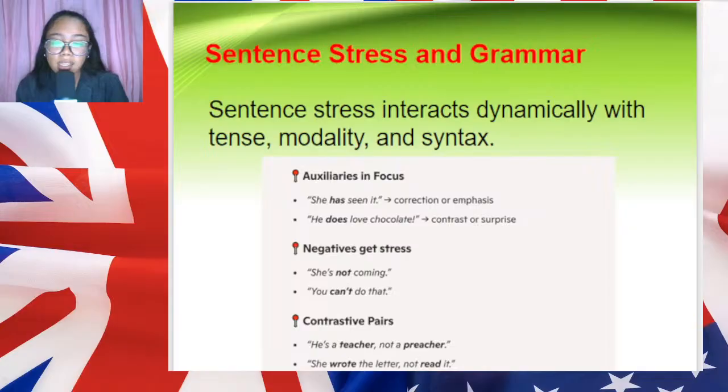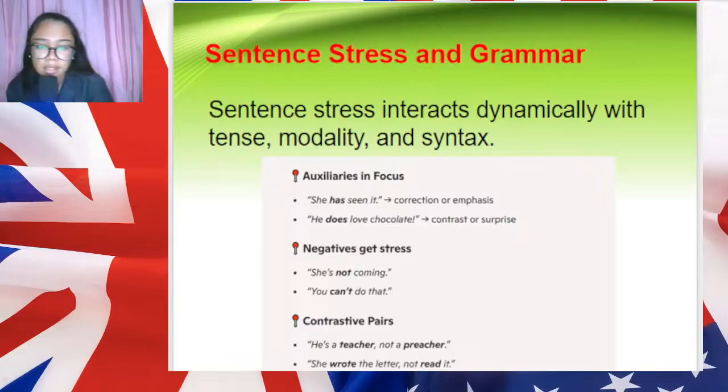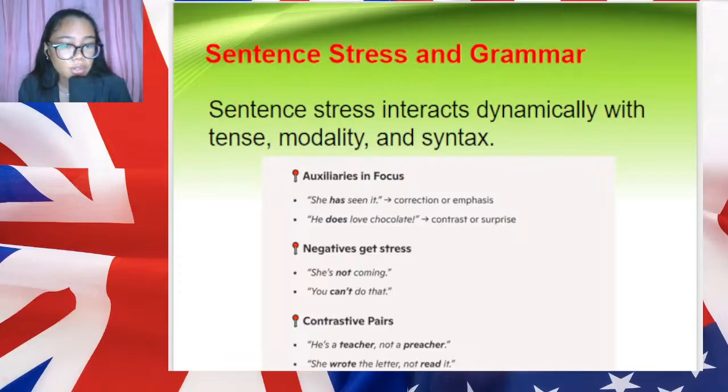A third one, and the last one, I guess, is contrastive pairs. So we stress as a meaning clarifier. Let's try these sentences. "He's a TEACHER, not a PREACHER." "She WROTE the letter, not READ it." Here, grammar gives us two balanced ideas, two nouns or two verbs. But stress tells us which idea is being affirmed and which one is being rejected. So our voice rises and falls in a deliberate way.